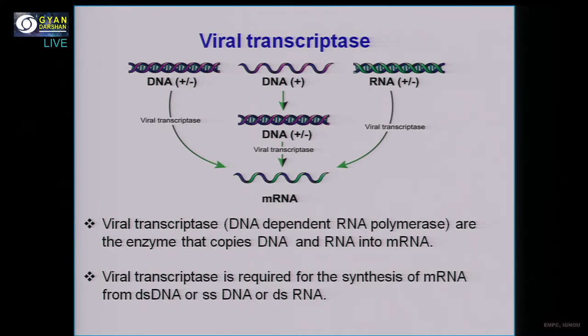Another very important enzyme is known as the viral transcriptase. The viral transcriptase enzymes can be utilized by the viruses. Here there are double stranded DNA viruses, single stranded DNA viruses and RNA viruses. The viral transcriptase is a very important enzyme. It can convert into messenger RNA. You can say it is a DNA dependent polymerase, the enzyme that copies DNA and RNA into messenger RNA. The viral transcriptase is required for synthesis of messenger RNA from double stranded DNA or single stranded or double stranded RNA.